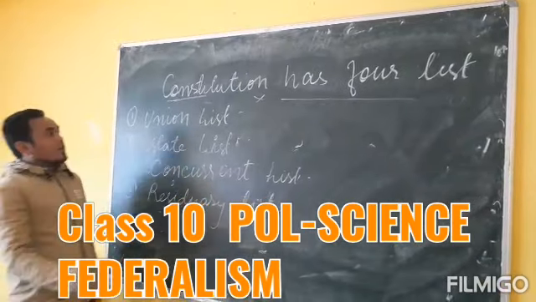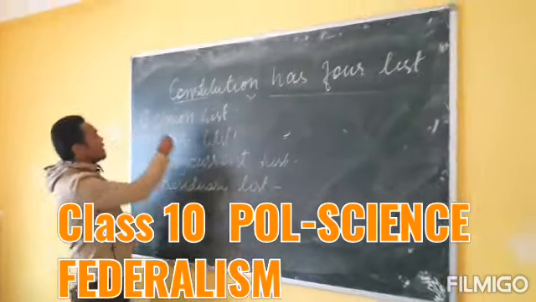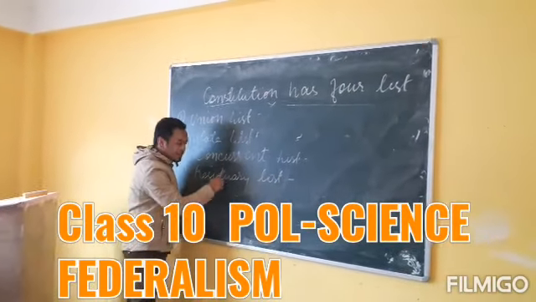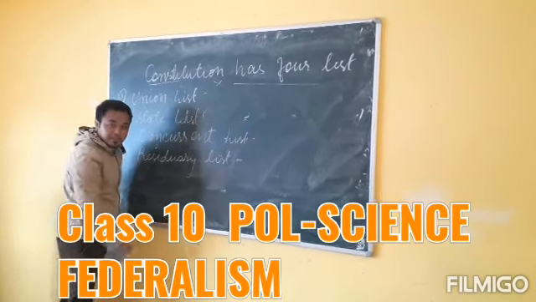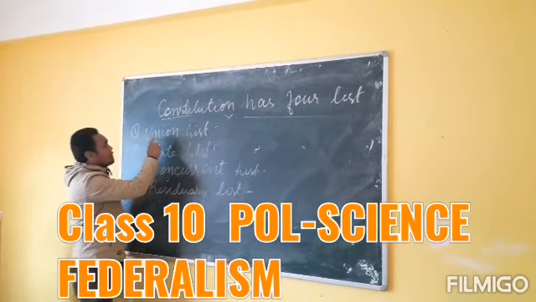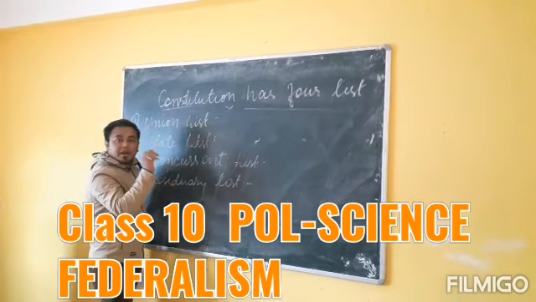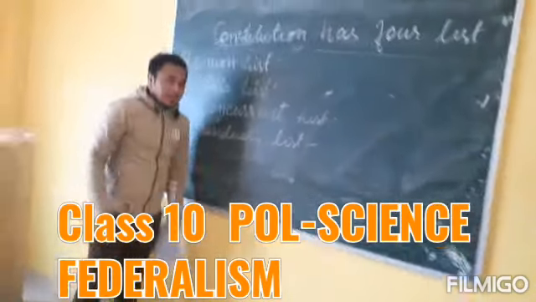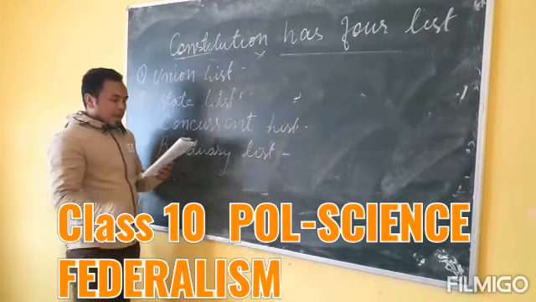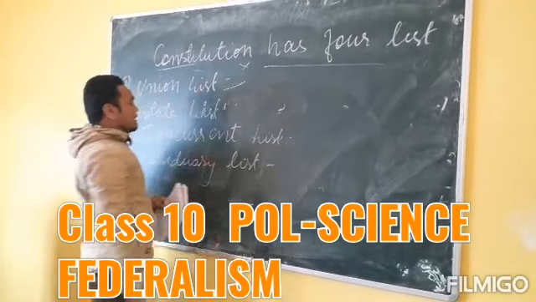In the federal form of government, the constitution has four lists. Number one is the union list, number two is the state list, number three is the concurrent list, and number four is the residuary list. In the union list, laws are made by the central government on subjects like defense, banks, currency, and foreign affairs, all of which are listed in the union list.